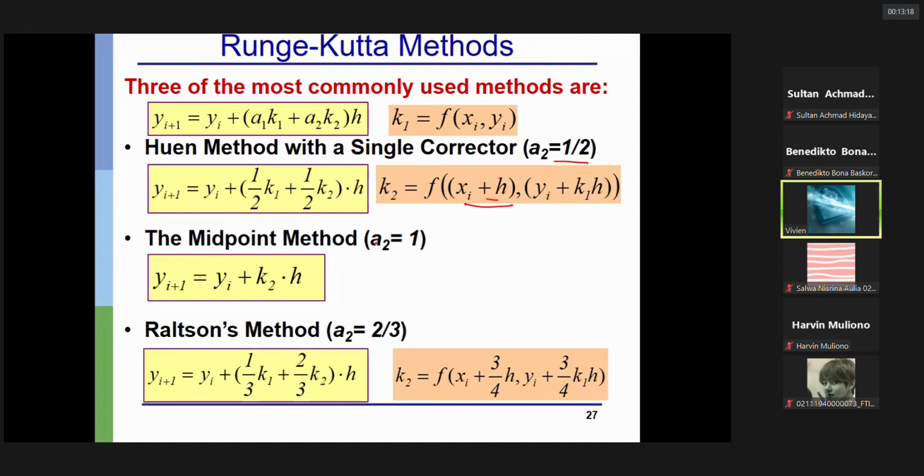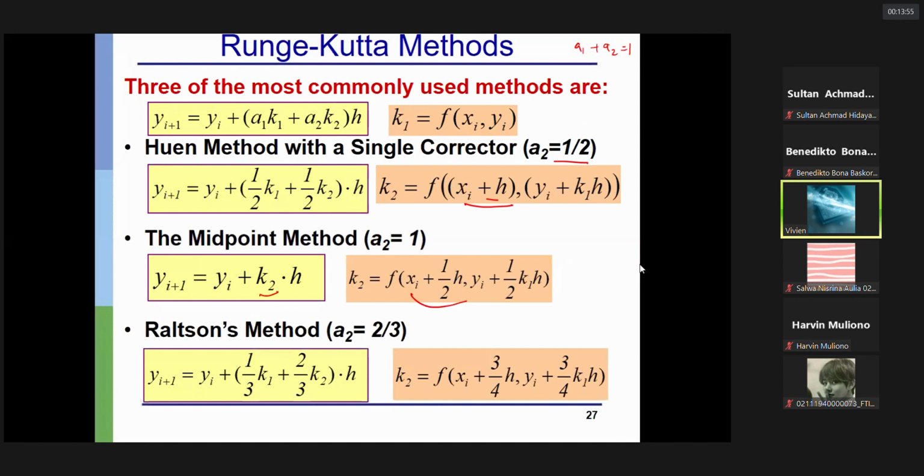If we choose a2 as 1, then a1 should be 0 in order to satisfy a1 plus a2 equal to 1. Then we will have the midpoint method, in which yi plus 1 will be calculated by yi plus k2, the slope at another point in between xi and xi plus 1, times h. So the k2 value will be the value at the midpoint, xi plus half h for the actual location.